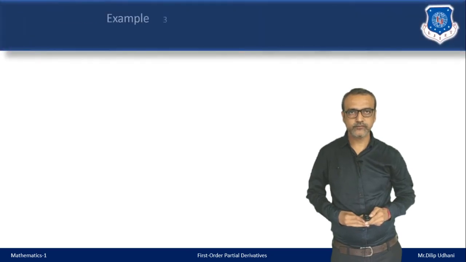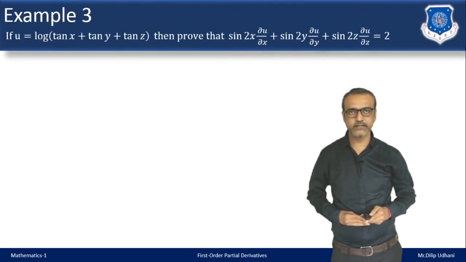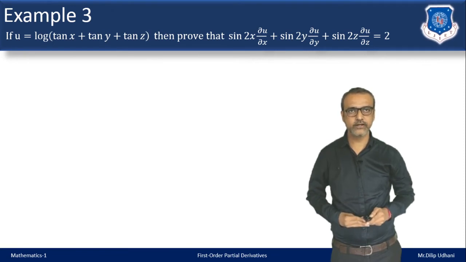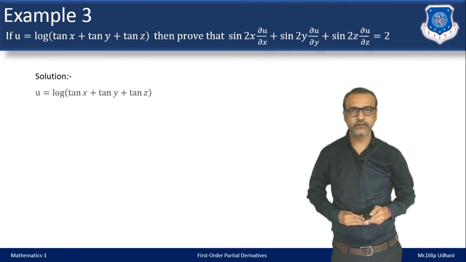Now we will see example 3 related to this topic. If u equals log of (tan x plus tan y plus tan z), then we have to prove that sin 2x into del u by del x plus sin 2y into del u by del y plus sin 2z into del u by del z is equal to 2. So here u equals log of (tan x plus tan y plus tan z).